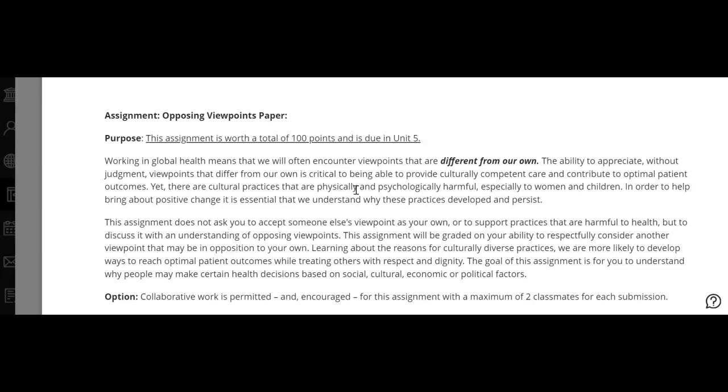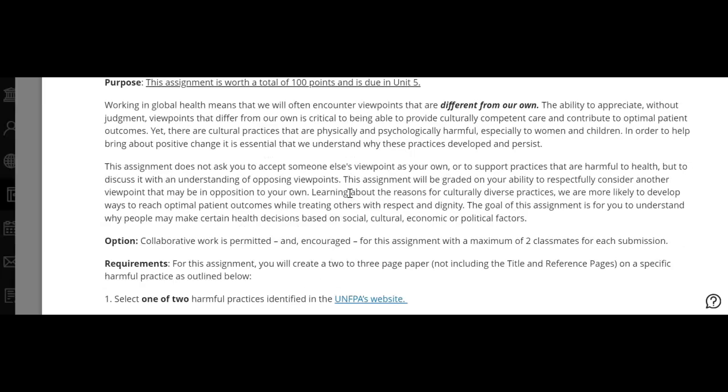That's the goal, to be non-judgmental, not to necessarily be accepting. We're not saying you have to support those practices, but a better idea of why they developed and persist. Because when you really look at it, you do find rationale for why those practices, especially the harmful ones for women, have persisted. So again, you don't accept someone else's viewpoint as your own, or even support practices that are harmful to health, but you're able to better understand another's viewpoint that is different. So that's why it's called the Opposing Viewpoints paper.